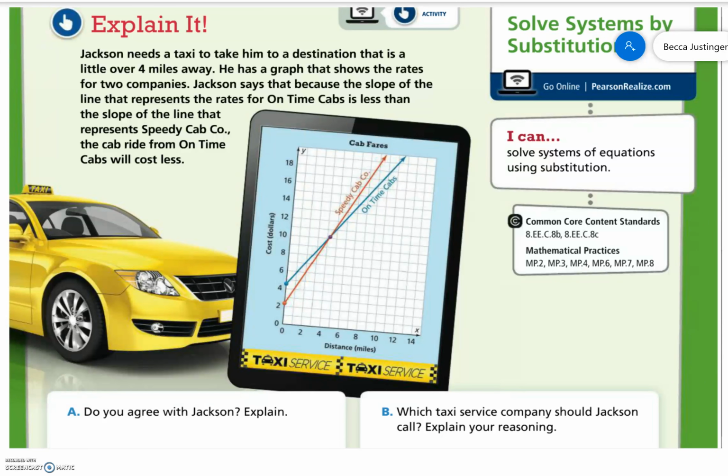Hi, 8th grade. Welcome to lesson 5.3, Solve Systems by Substitution. By the end of the lesson, I want you to be able to say, I can solve systems of equations using substitution. Let's explain it.